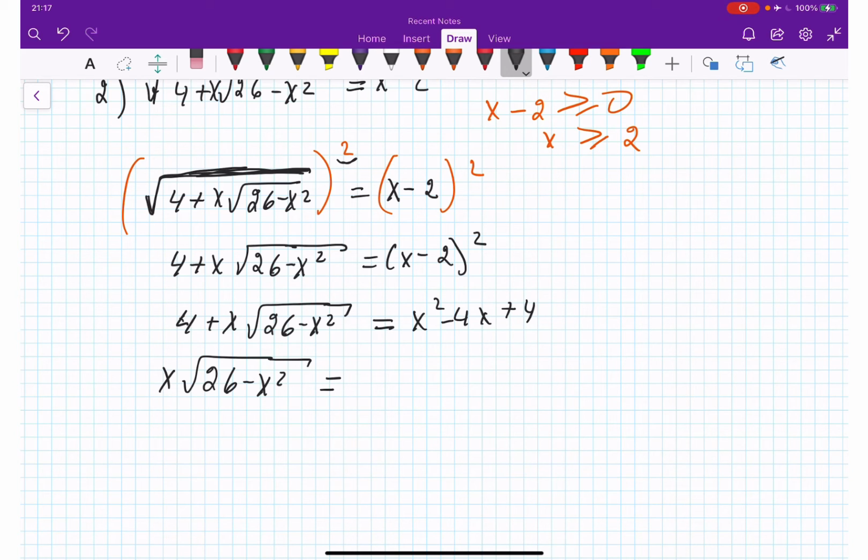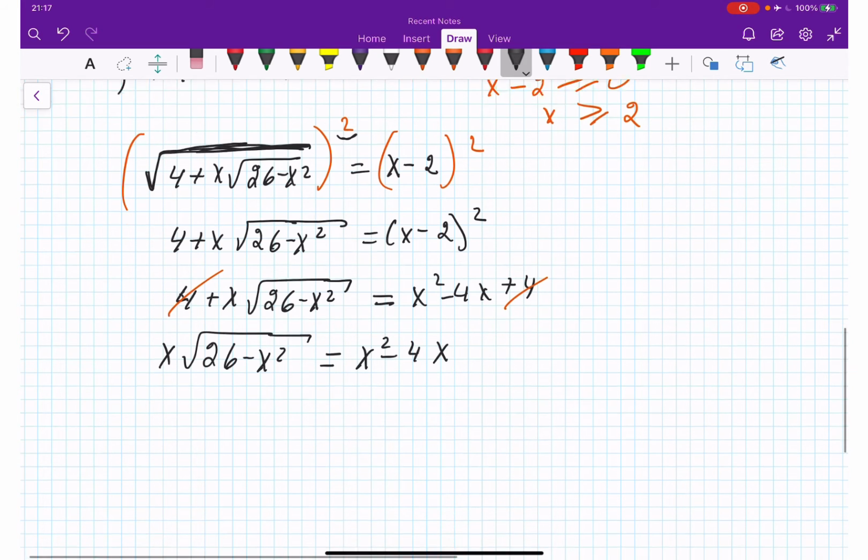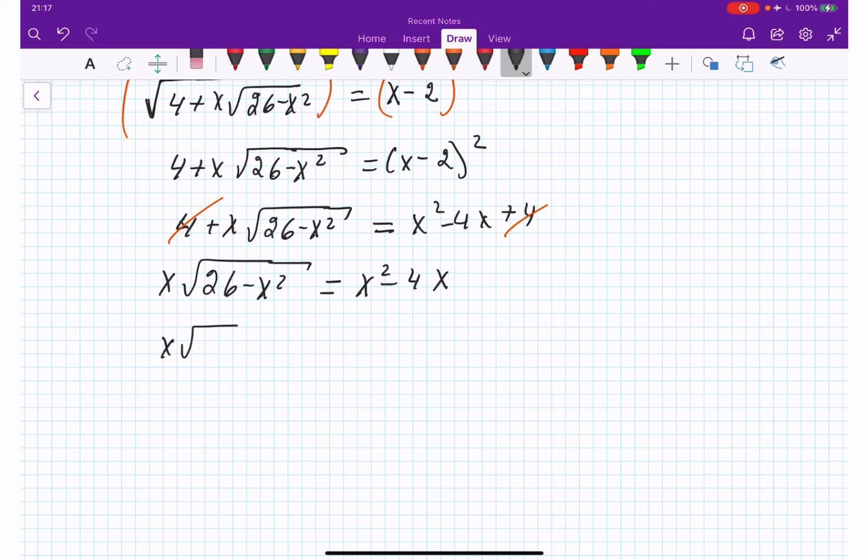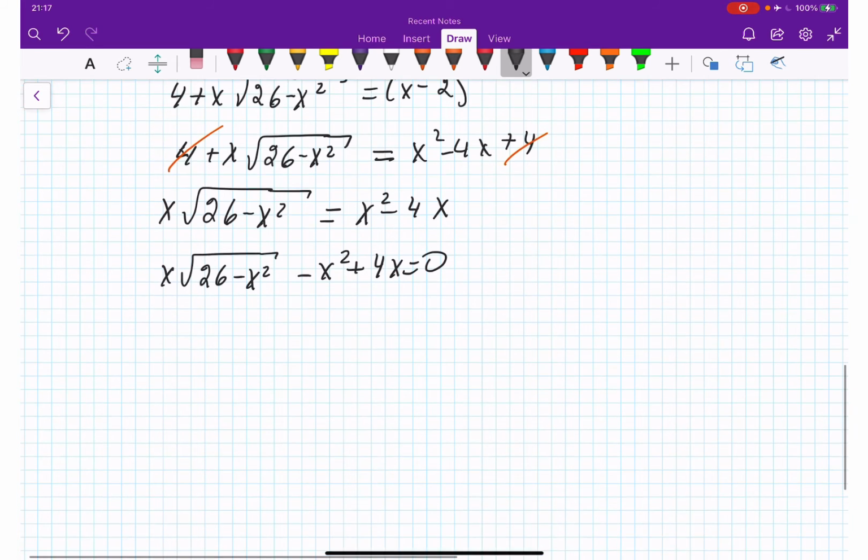And if, without even moving, you have the same sign and the same value on two different sides of the equal sign, you can cancel them simply. And this is going to be equal to x squared minus 4x. And from here, x square root 26 minus x squared minus x squared plus 4x is equal to 0. I moved everything to the left side, and on the right side left only 0.